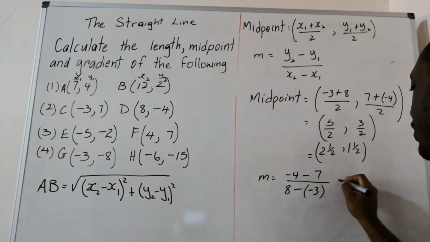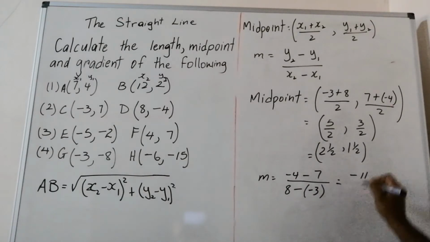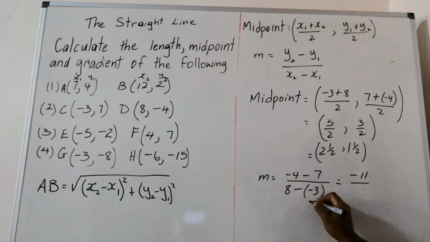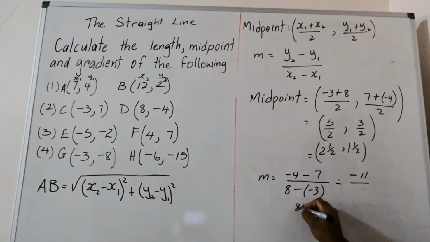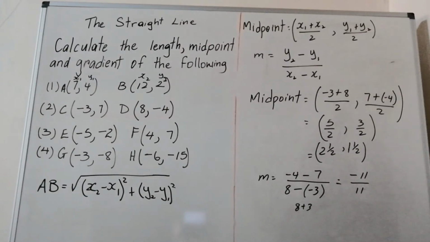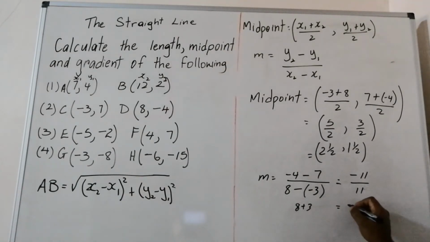So that will give us negative 4 take 7, which is negative 11. And 8 take negative 3: the negative and the negative will be positive, so this will become 8 plus 3, and that will give us positive 11. The negative divided by a positive gives a negative answer. So negative 11 divided by positive 11 gives us negative 1. All right, so the gradient of this line is negative 1.